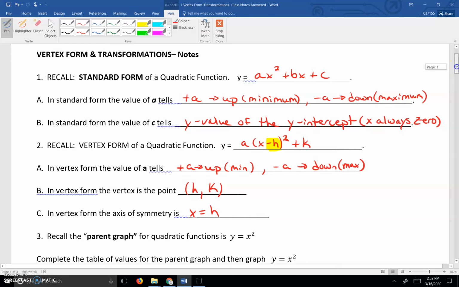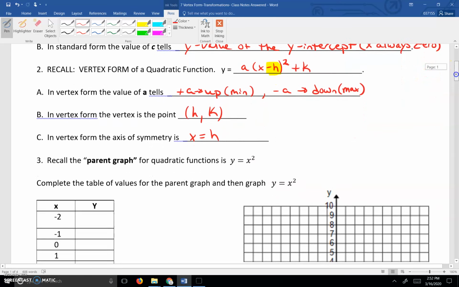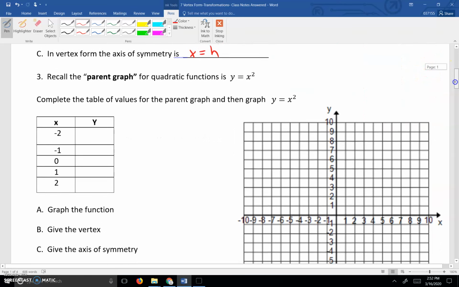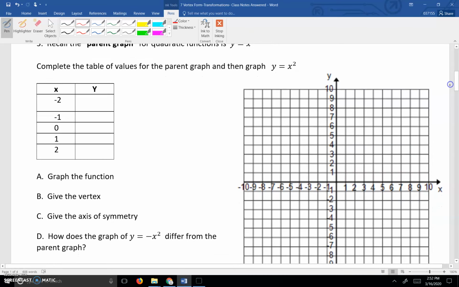Recall that our parent graph was y equals x squared. We've talked about the parent graph. We've graphed the parent graph. We're going to look at it some more. Y equals x squared is my parent graph because that's the simplest form of a quadratic I can get. There's the x squared with nothing being done to it. Every other quadratic I have comes from this graph.